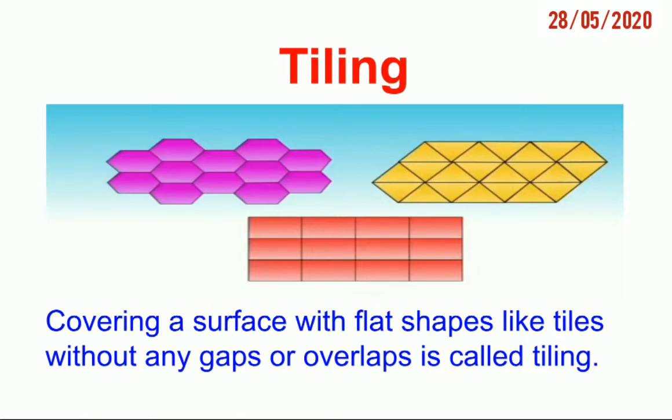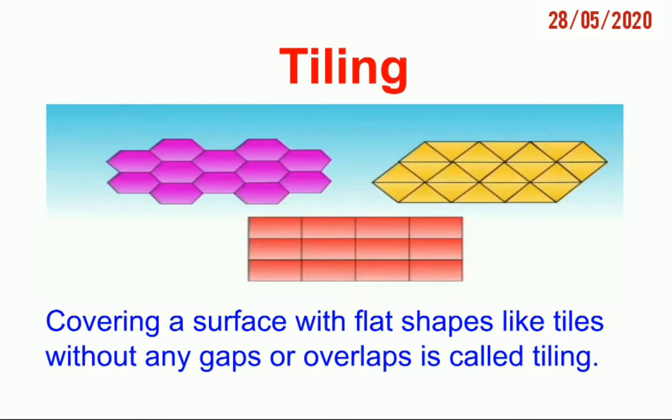Now dear children, I hope that the concept of tiling is clear to all of you. So what is a tiling, or what is the meaning of the term tiling? Tiling means covering a surface with flat shapes like tiles without any gaps or overlaps. Okay. Now dear children, let us do some examples.